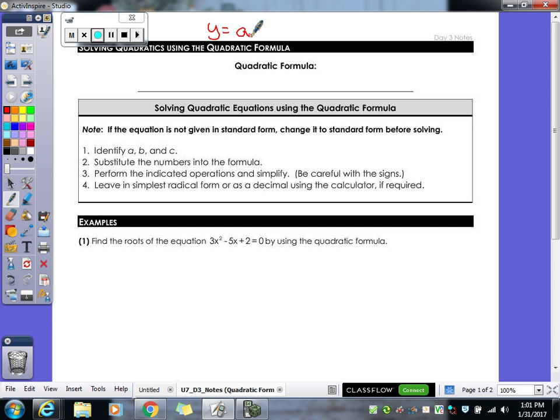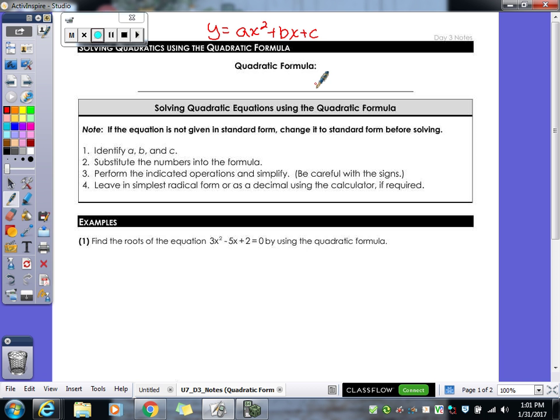So first thing we have to remember for our notes today is our standard form for our quadratic, so our y equals ax squared plus bx plus c. We need to make sure it's in that form before we do anything with what we're going to be doing today. So standard form, got to have it. X squared first, then your x, and then your constant if you have it.